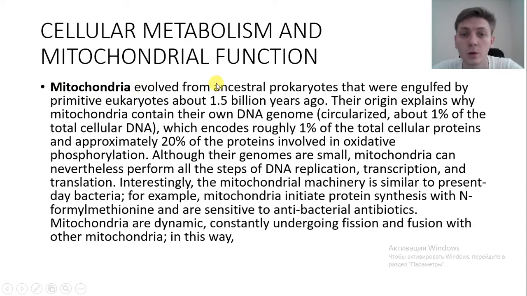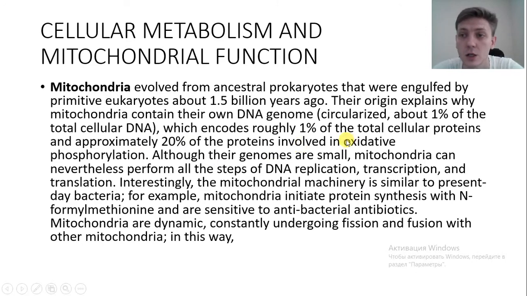Mitochondria evolved from ancestral prokaryotes that were engulfed by primitive eukaryotes about 1.5 billion years ago. Their origin explains why mitochondria contain their own DNA genome. It's circularized, like prokaryotes' DNA. About 1% of the total cellular DNA is present inside the mitochondria. It encodes approximately 1% of the total cellular proteins and approximately 20% of the proteins involved in oxidative phosphorylation.